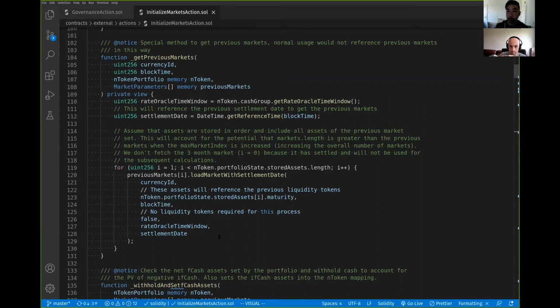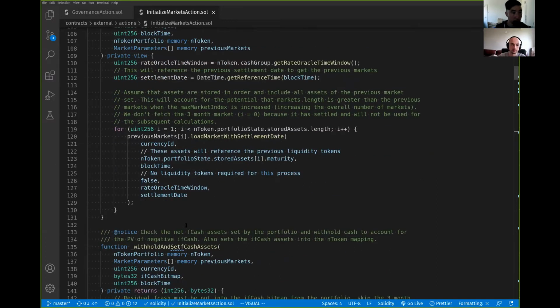We also use that when we're settling Fcash or settling liquidity tokens. So this is just a function to ensure that we're referencing the proper Fcash data when we go through this method.